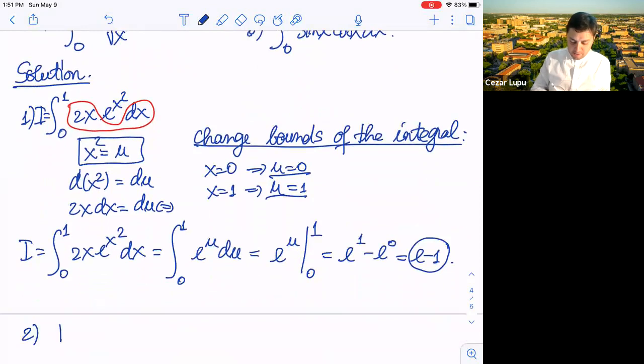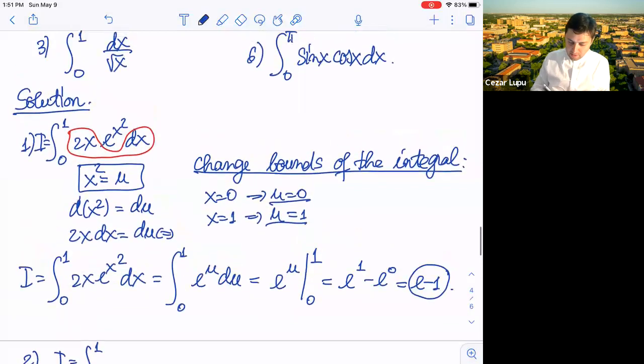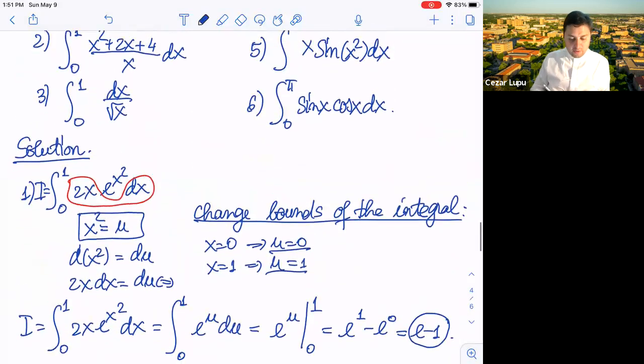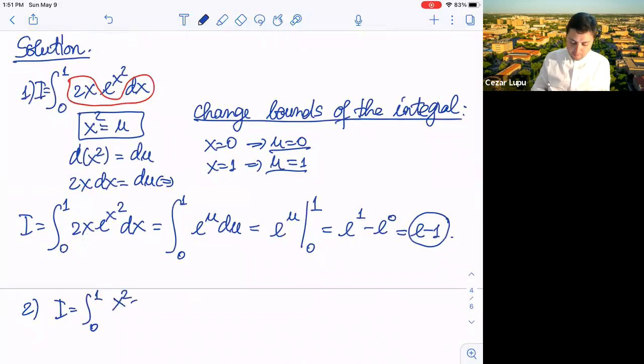So let's just say again, this is the integral from 0 to 1 of x squared plus 2x plus 4, everything over x. Whoa. What would you do here? I'm curious. How would you approach this one?